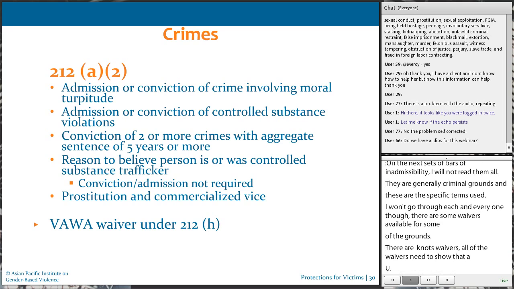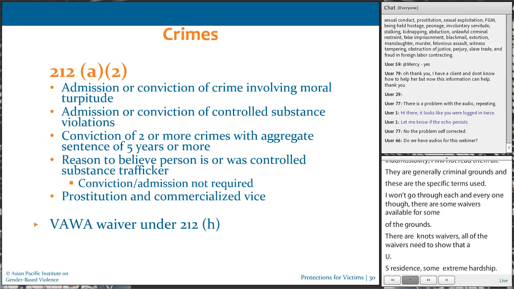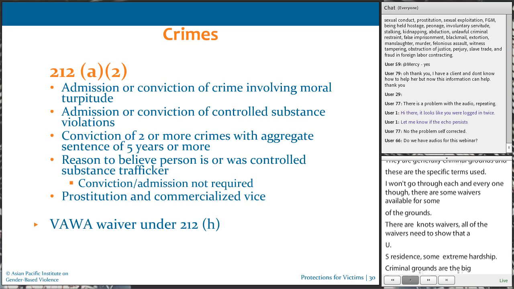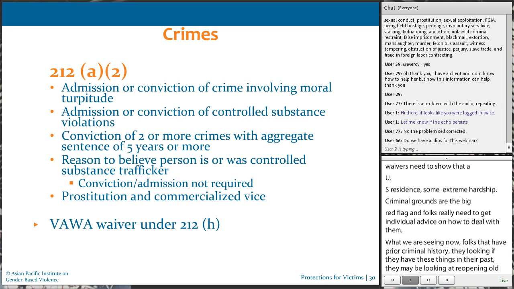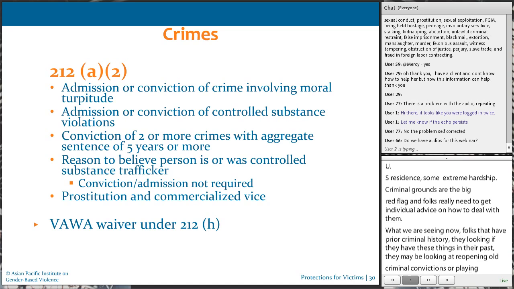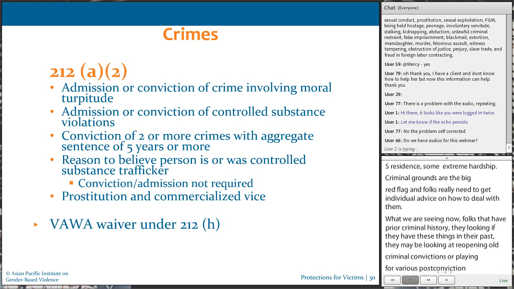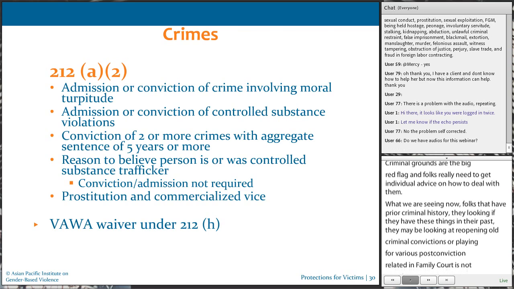And so, criminal grounds are the big red flag, and folks really need to go get individual advice about how to deal with them. What we are seeing now is that folks that have prior criminal histories may be looking at trying to reopen old criminal convictions or applying for various post-conviction related protection in the state court that is not specific to immigration, but that will often be the only path for some folks that have some prior criminal history to be able to regularize their status.